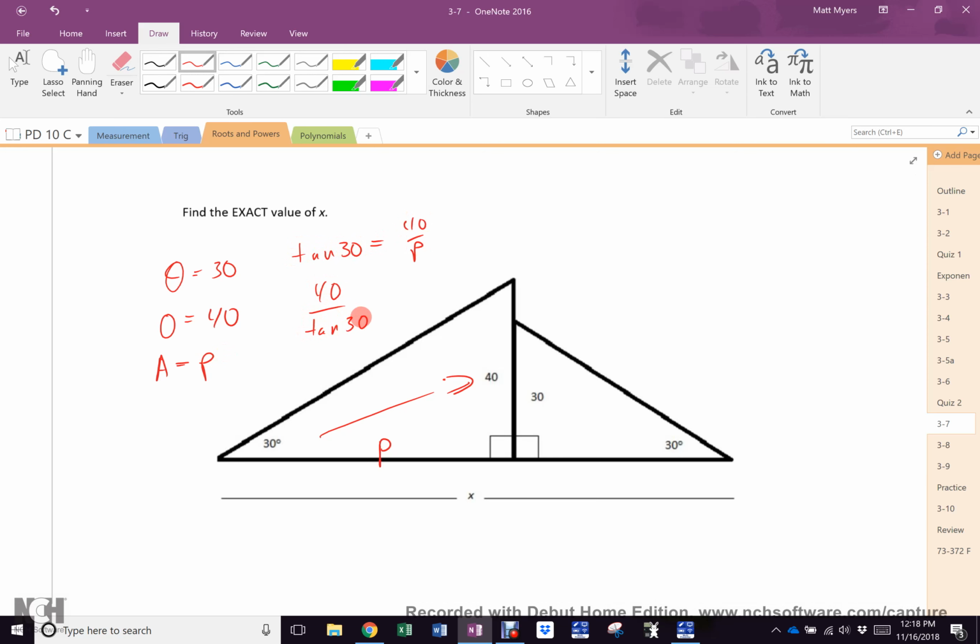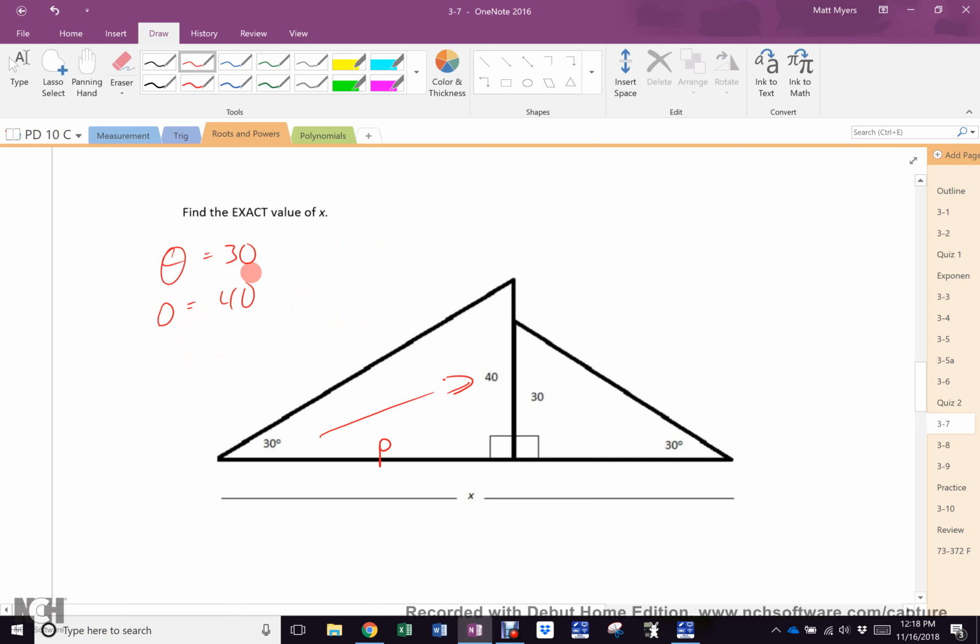Why is that a bad idea? Tan 30 is not an exact number, is it? We know that it's an exact number sooner or later. But what does it appear as on your calculator? Irrational. So that was a bad idea. What else can I do with a theta of 30 and an opposite of 40? Jasleen, could you find that?